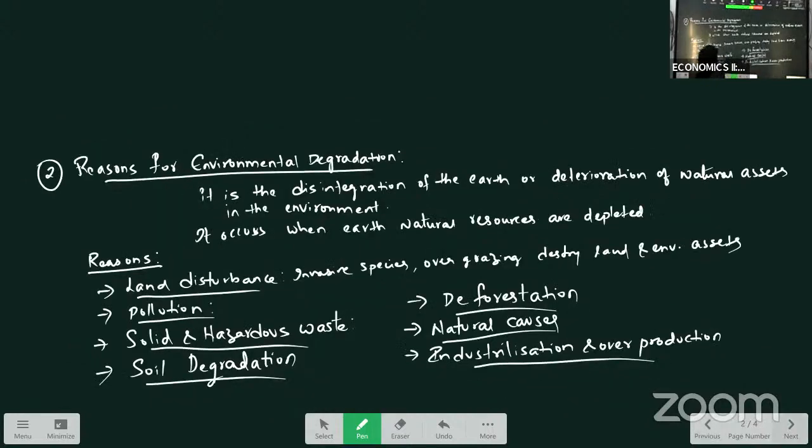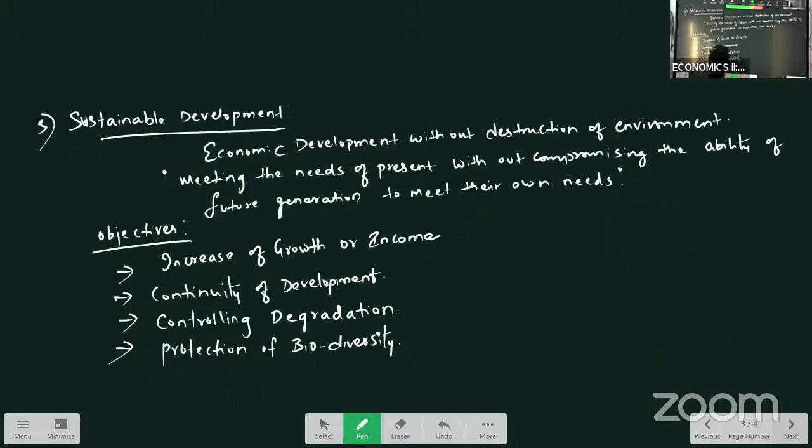Another one is reasons for environmental degradation. Why is the environment degrading? What are the reasons here? And the other question is, what is sustainable development and why should we go for sustainable development? And next, the VSAQs we are doing here. So the first VSAQ is types of environment.